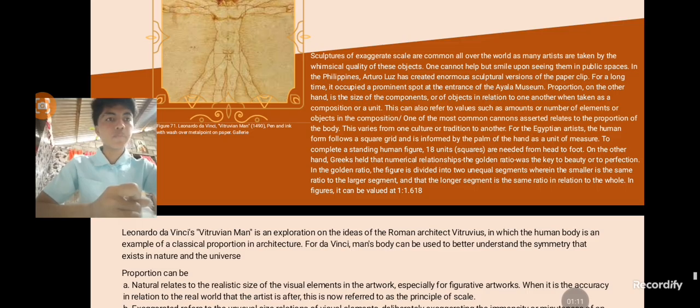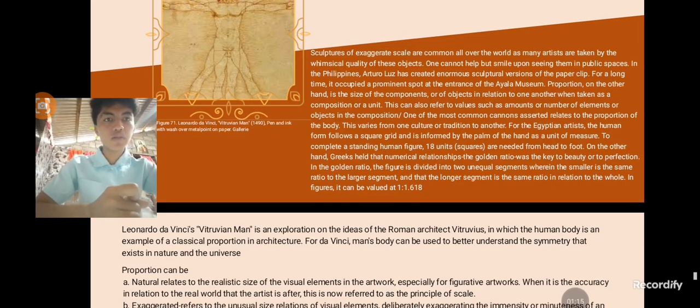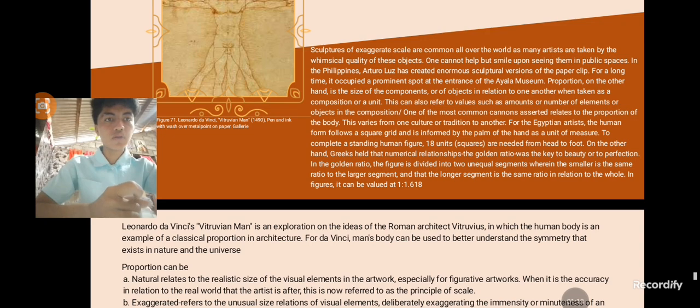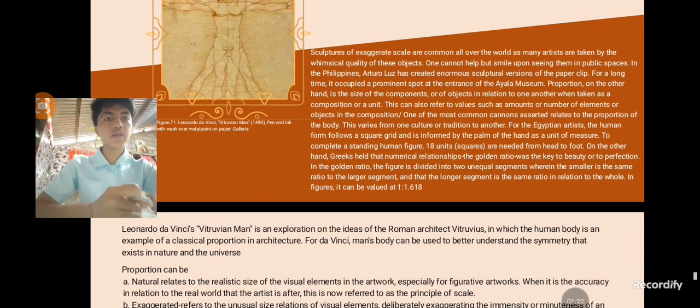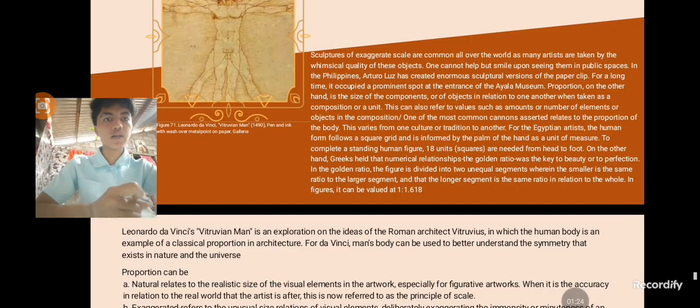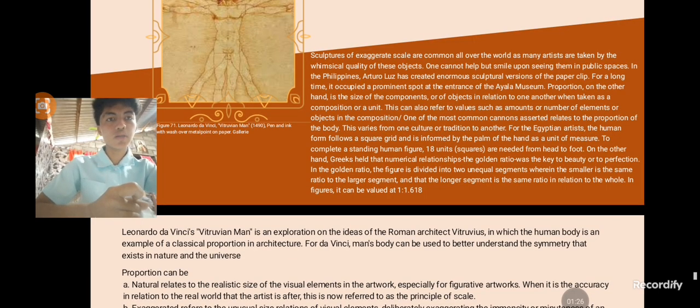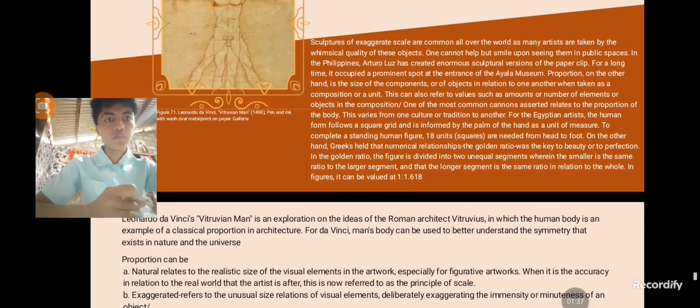Proportion, on the other hand, is the size of the components or of objects in relation to one another when taken as a composition or a unit. This can also refer to values such as amounts or numbers of elements or objects in the composition.